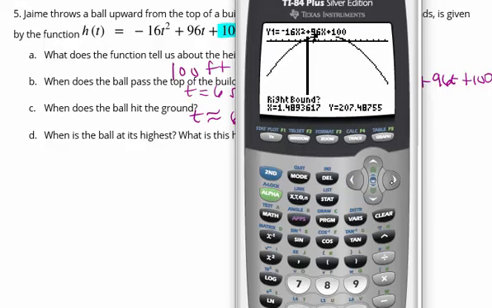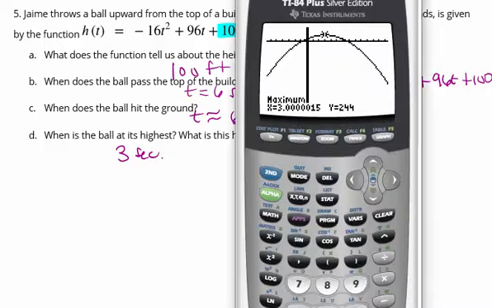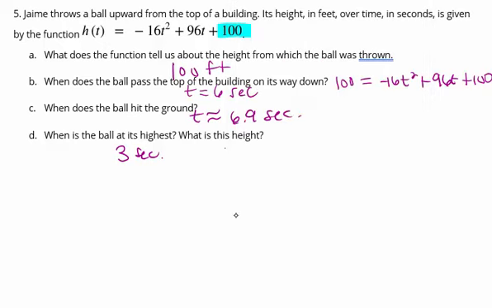Hit enter, and then scroll to the right, past the vertex, and hit enter, and then just hit enter one more time. Okay, so the maximum occurs when t is 3, and y, or h, is 244. So when is the ball at its highest? That's after 3 seconds. And what is the height? That's the y-coordinate of the vertex, or 244 feet.